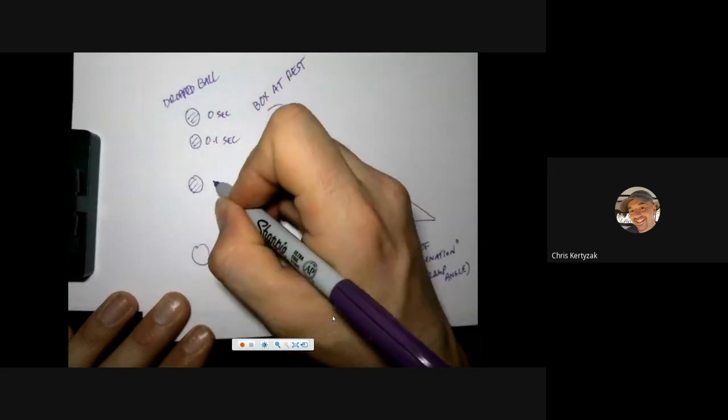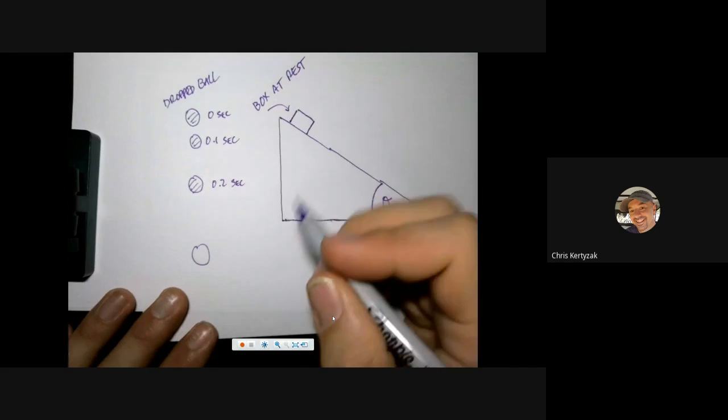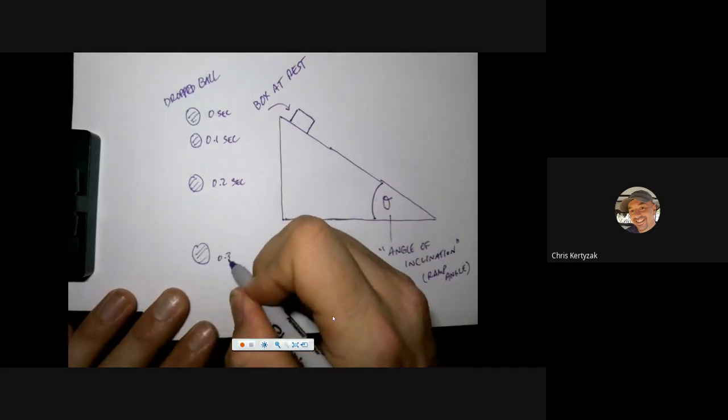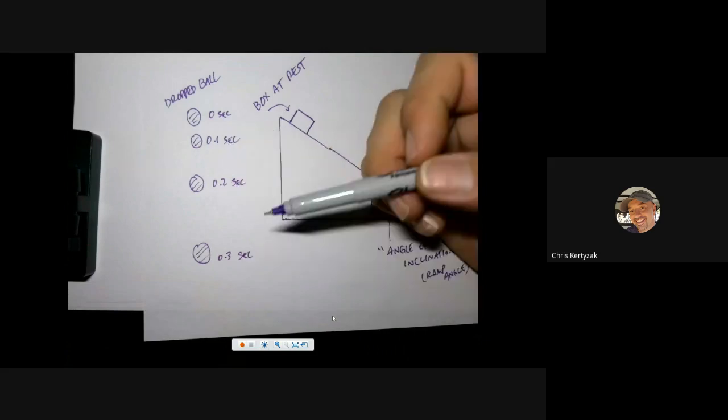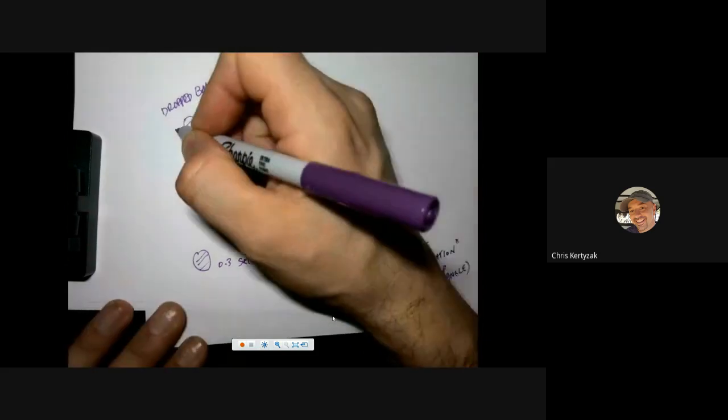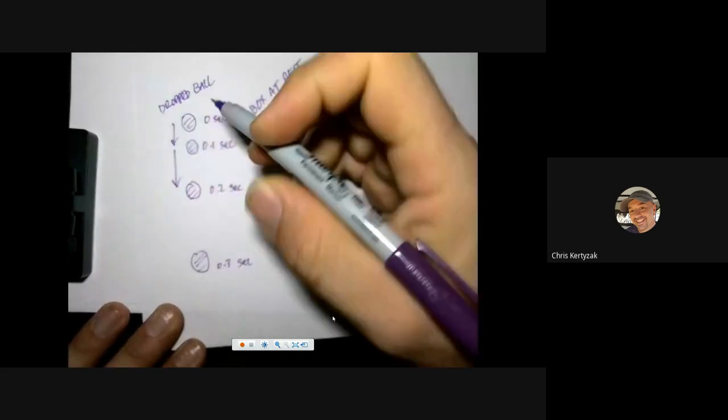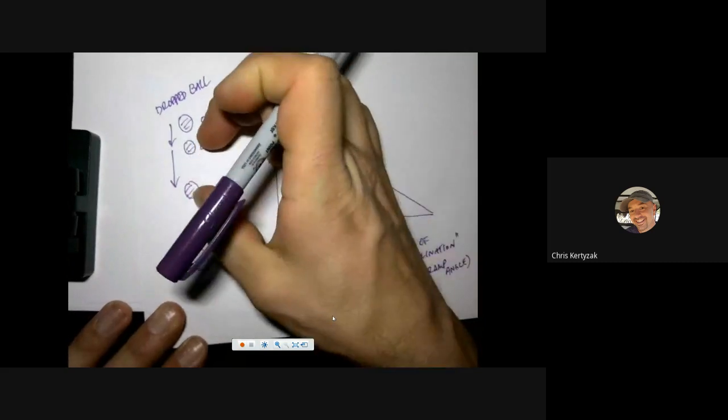And then here it's at 0.2 seconds, and then here at 0.3 seconds. In equal intervals of time, which in this case is in tenth of a second intervals, we see that it increases the distance it travels in that interval of time.